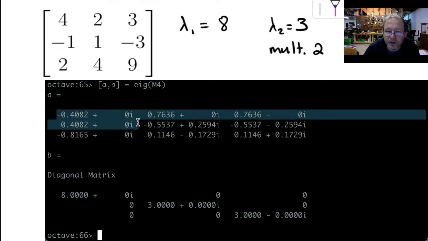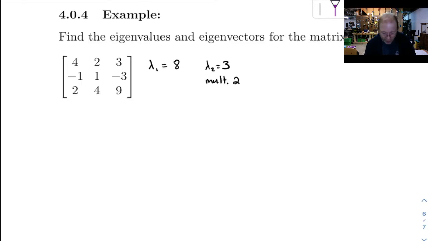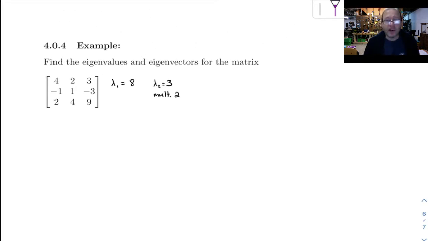Let's see, this first column, I believe it's done column by column. So this would be the eigenvector that goes with 1. Notice some of these eigenvectors wind up being complex. So anyway, it can do it, but it also does things like normalizing them, making them have length 1. So these numbers are pretty hideous. So I want to use Octave here to get the eigenvalues, but let's do the eigenvectors manually. Okay, so first up, let's do lambda 1 equals 8.